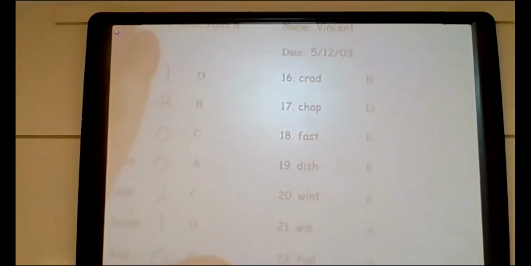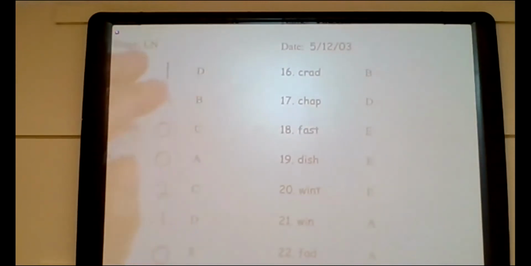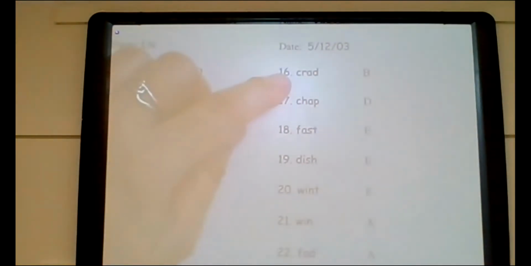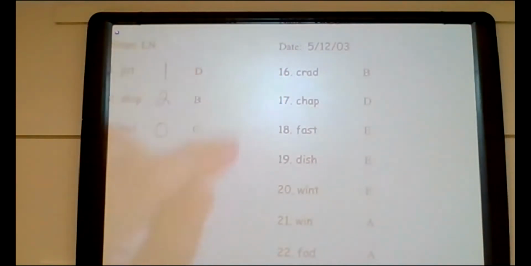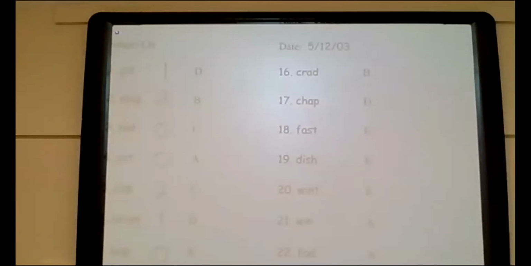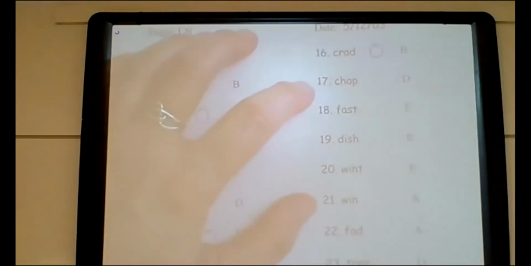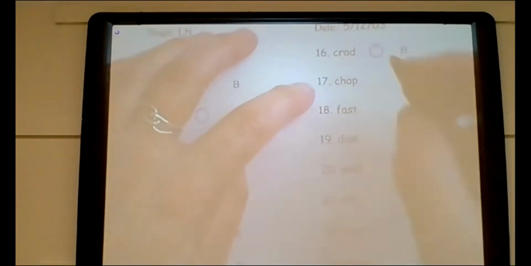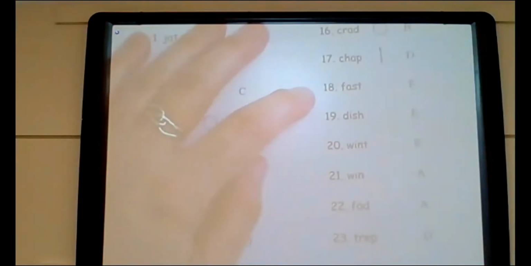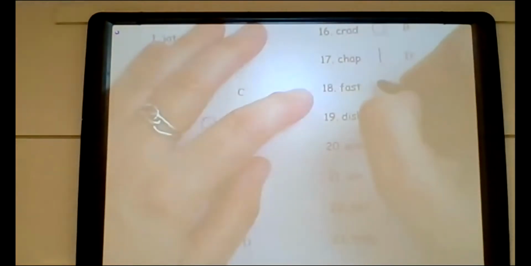Now we go up to the next column. Number 16 is grab. And once again, he spelled that G sound with a K and spelled it C-R-A, and he actually did another reversal with the B and D. But the underlying feature is not correct, so we know that it's going to be a 0. And number 17 is chop. He has the CH correct, but not the vowel sound, so he has a 1. Number 18, the underlying feature is the ST in fast, and he has that, and he has the whole word correct, so he's good. He gets a 2.